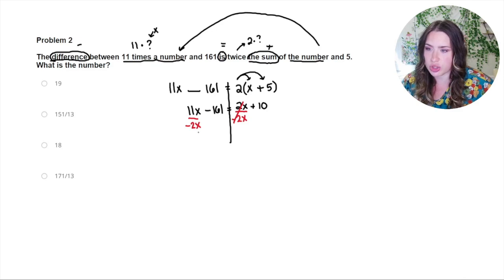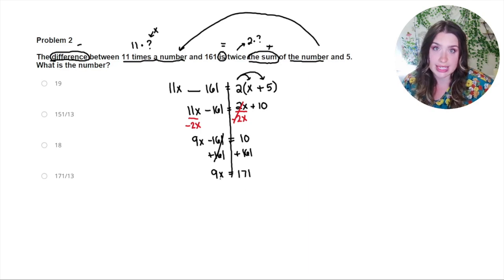So 11x minus 2x is going to leave me with 9x minus 161 equals 10. Now I need to get rid of this minus 161, so I'm going to go ahead and add 161 since that's the opposite operation, doing it to both sides of the equation. So I'm going to get 9x equals 10 plus 161, which is 171.